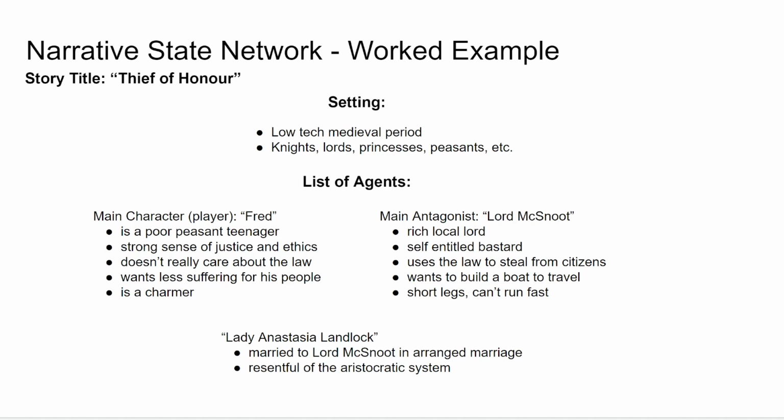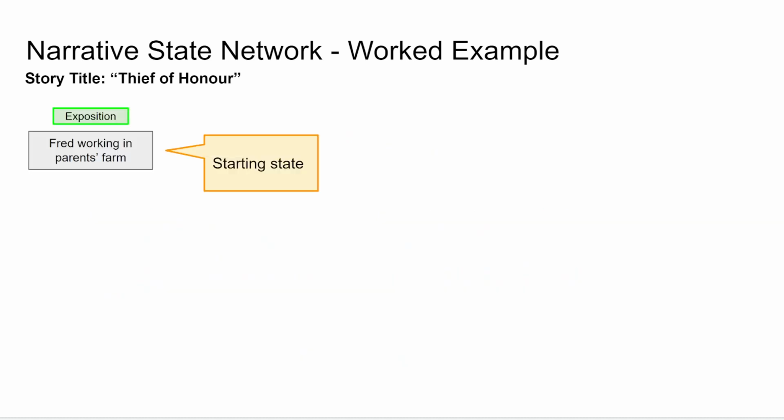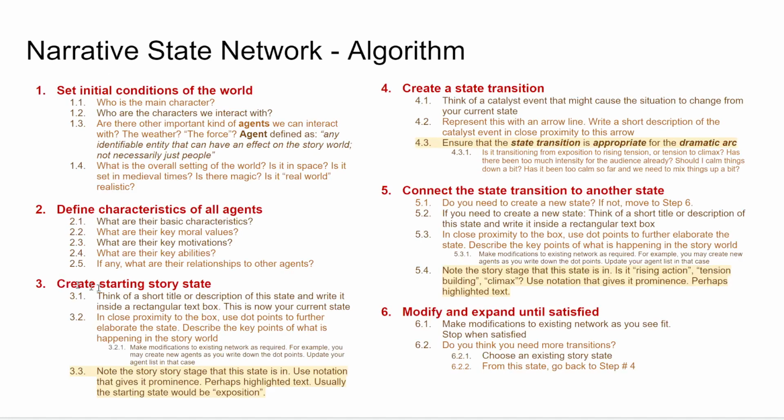And then we can go ahead and start making up our narrative state diagram. If we go back here, it's step 3, which is the initial state. Once we've finished step 3, we're just going to be looping between these things. So 4, 5, 6, and then we go back to 4, 5, 6, 4, 5, 6 until we finish, until we're satisfied with the state of our narrative experience.